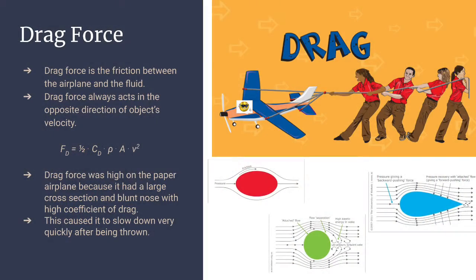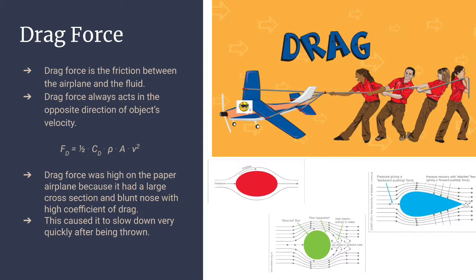Okay. Drag is the force of friction between an object and the surrounding fluid, which always acts in the direction opposite the object's velocity. Some examples of this would be a textbook. A textbook is not very aerodynamic and its drag coefficient is very high, while on the other hand, an airplane is fairly aerodynamic and has a low drag coefficient.